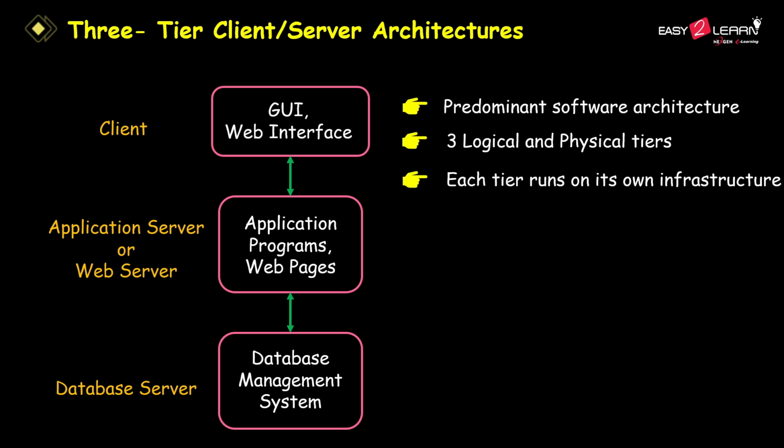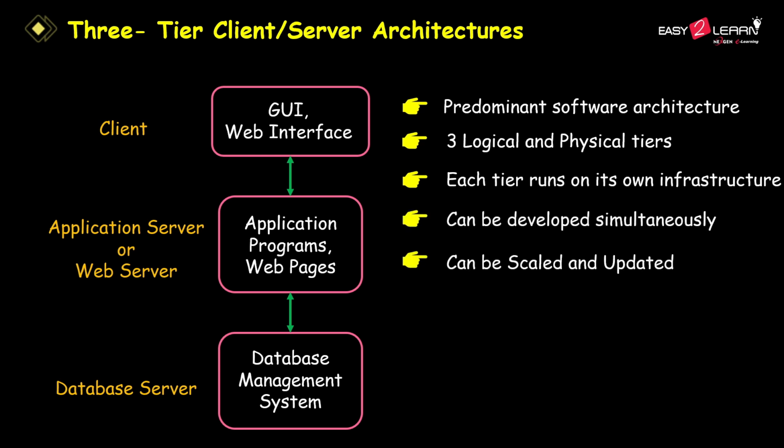And the next one is independent infrastructure. Each tier operates on its own infrastructure. The client tier runs on its own devices like computers and mobile phones. The application tier runs on a separate web server. The database tier has its own dedicated database server. Because of this separation, these tiers can be developed and maintained independently.